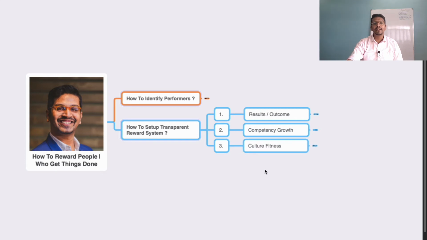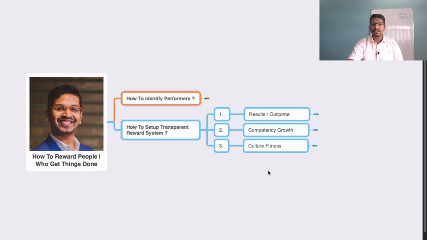And third element is the cultural fitness. Now this is one among the important elements, because if a person is performing but it's not the right fit for the culture, they are not behaving the way they have to behave, then you can also create a reward system around it, so that anyone who is performing, behaving the way they are required to behave in the organization, they are also getting rewarded in those terms.